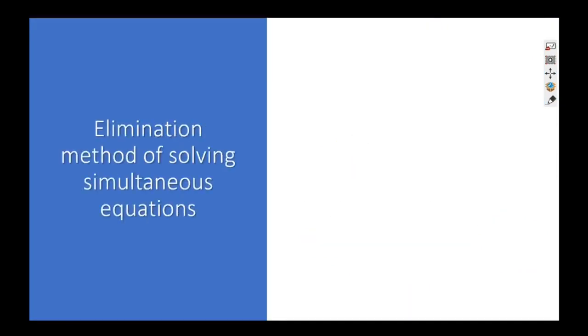One method is the elimination method of solving simultaneous equations. The name indicates it talks about eliminating something. Eliminate is not a good word. Eliminate means you have to finish him, you have to remove one.